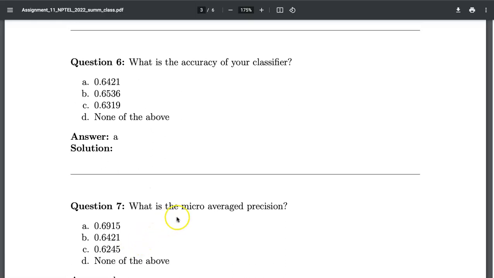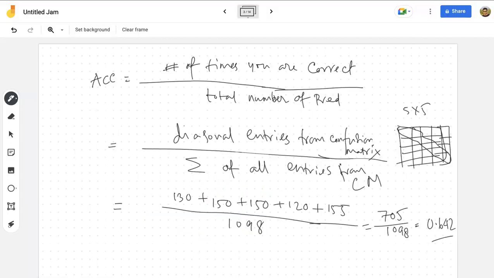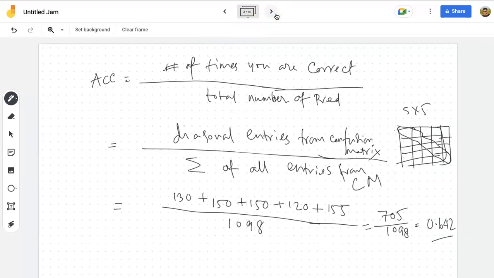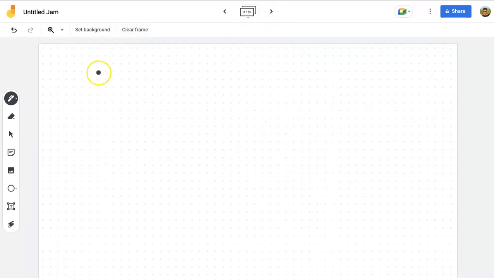Now they are asking what the micro average precision is. Previously they asked for macro, now they have come to micro. How to calculate the micro average? If you remember, can anybody tell? Okay, so how to calculate?